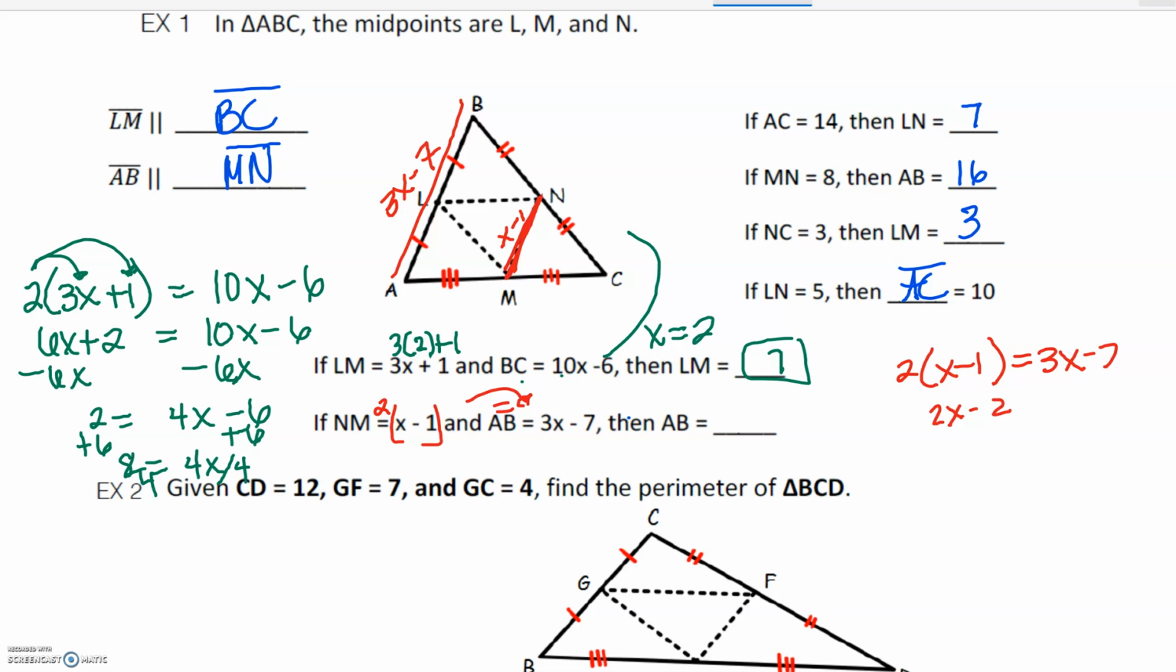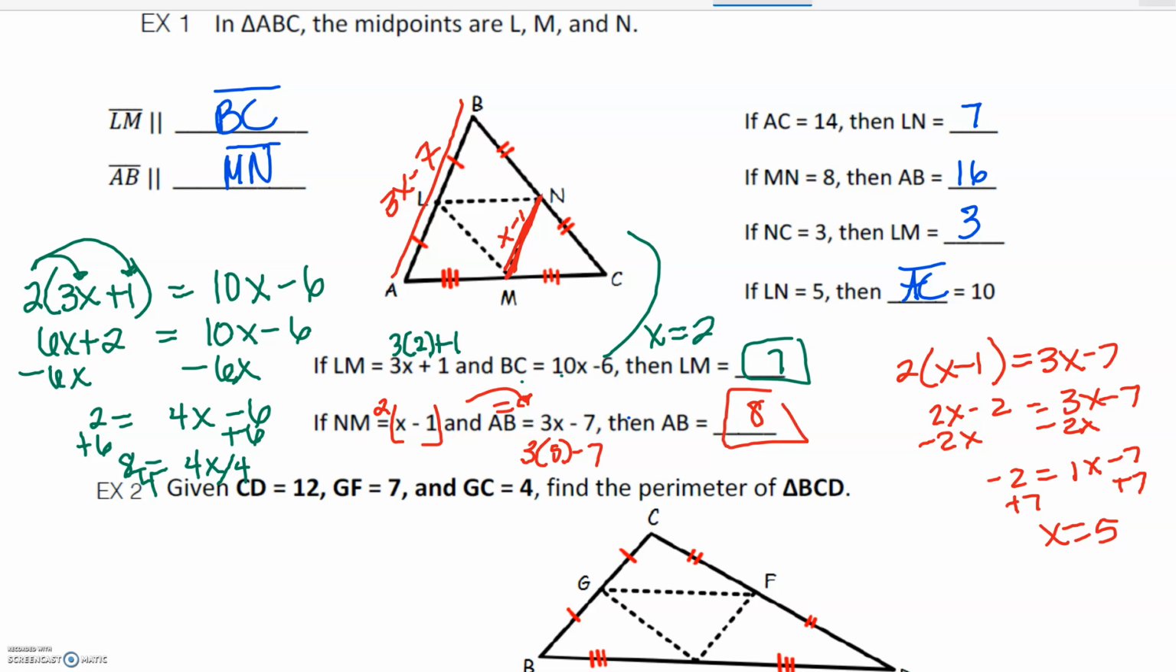Don't forget to distribute to both, and then subtract your 2x, and then add your 7. And you get 5 for x, and then we need to plug it back in. 3 times 5 minus 7 is 15 minus 7, so that leaves us with 8.